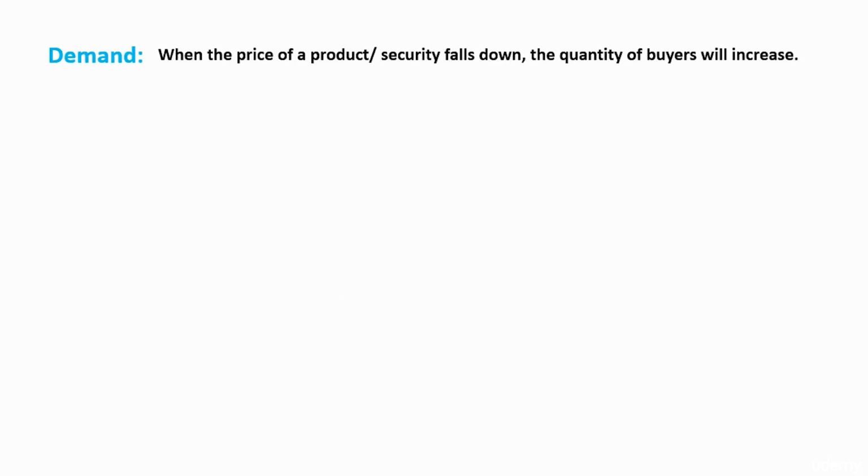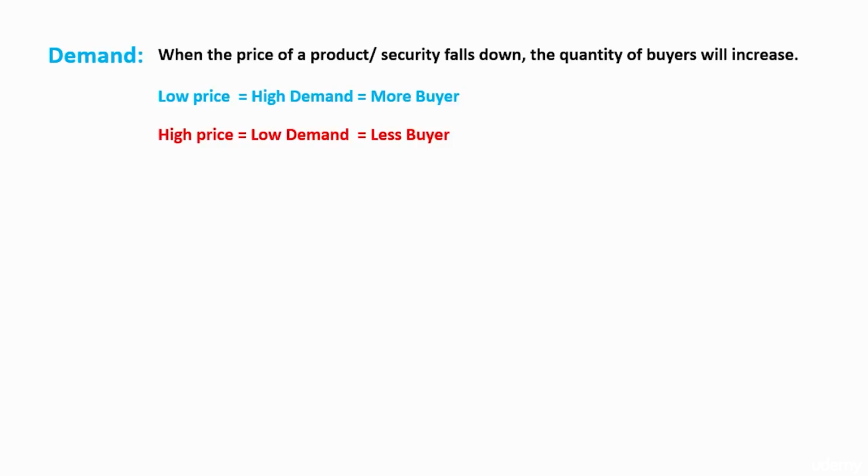That means if the price of a product is low, then the demand will increase and more people would be willing to buy that product at the lower price. On the other hand, if the price of a product is high, then the demand of that product will decrease and hence fewer people would be willing to purchase that product.